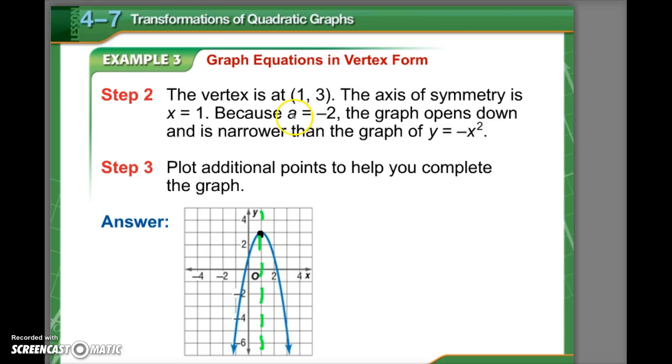Then the negative 2 value of A tells me if I go 1 space to the left, I would go down 2 spaces. If I went 1 space to the right, I would go down 2 spaces. And then I just draw my graph through the 3 dots that I have created. And I've got the graph of the equation, and now the equation is also in vertex form.